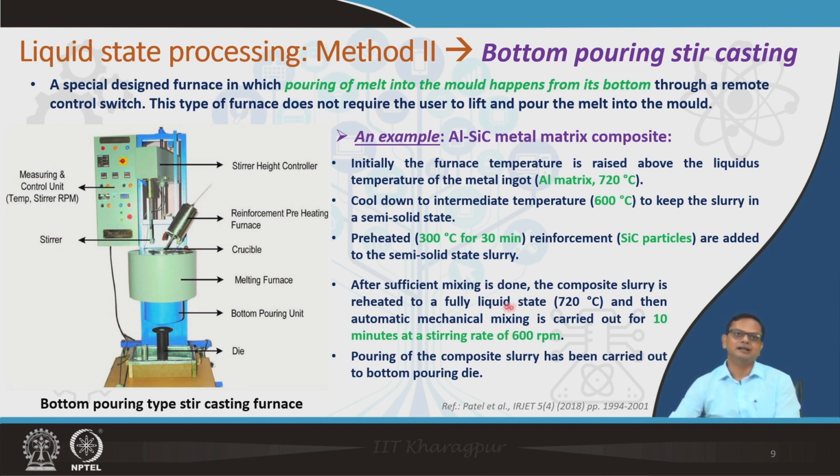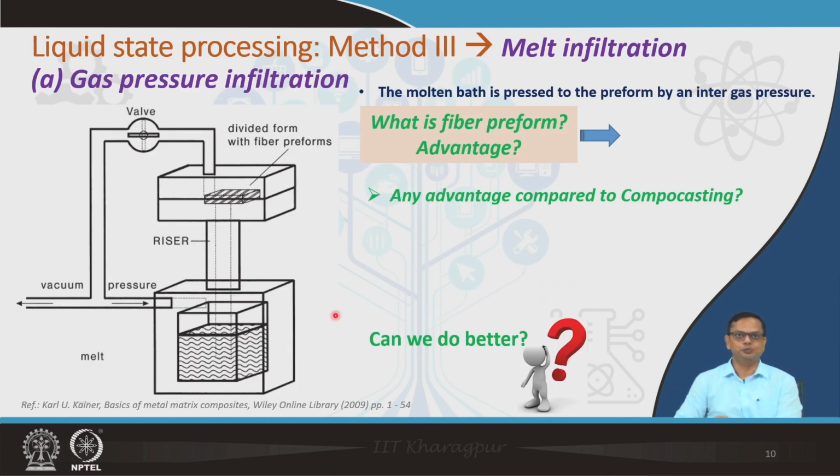Then similar optimized stirring is done, and ultimately there is a bottom pouring facility here through which the melt is poured out. So, it is basically a modification of the compocasting method, that is method 2.